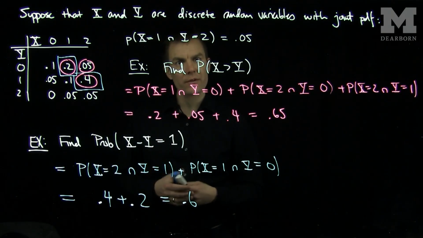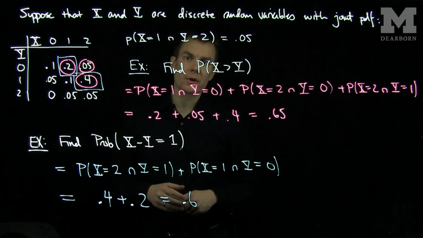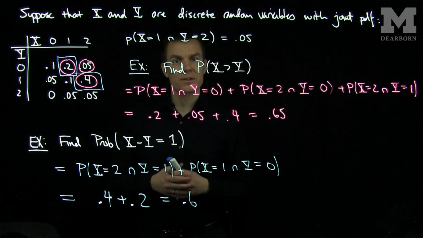In general, when we're given the joint PDF of two random variables, and I'm asked to find the probability that some event happens, we look at the array and we circle the members or box the members in that array that satisfy the condition inside the probability. The rest is just simple addition.